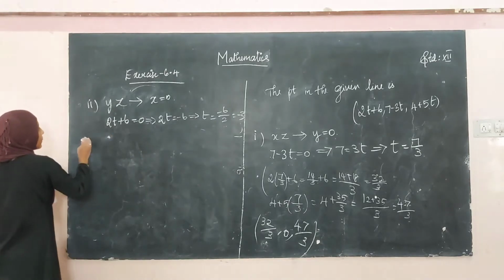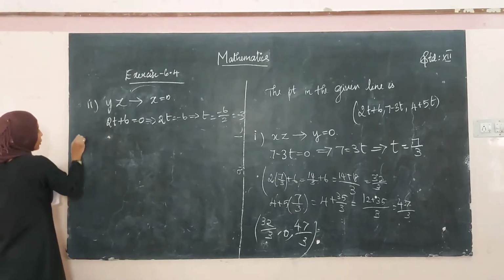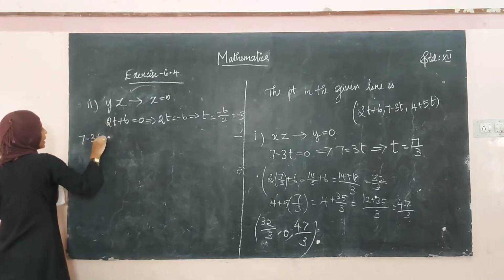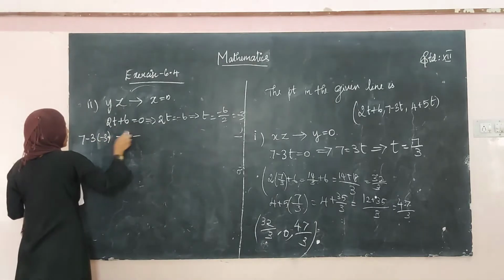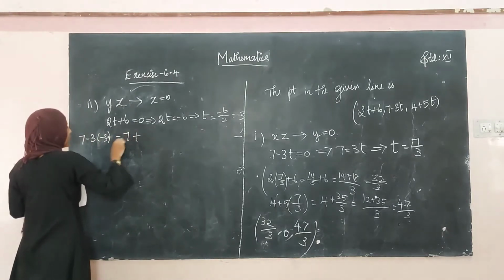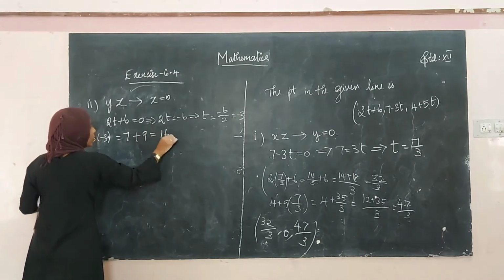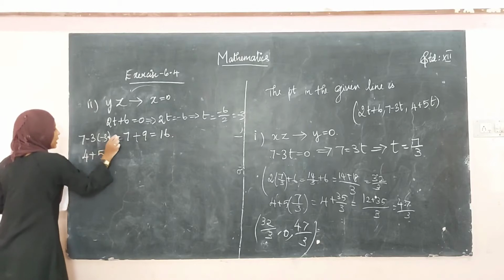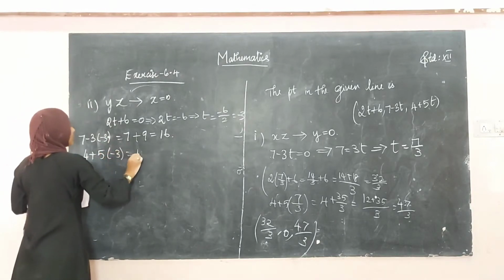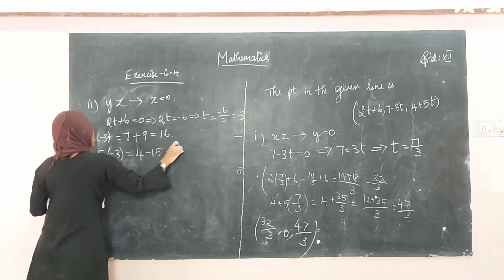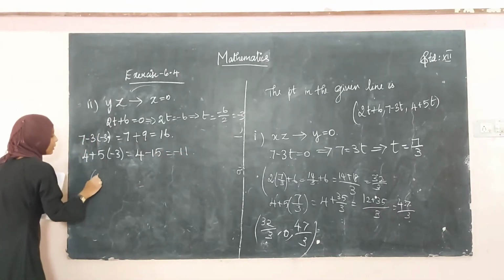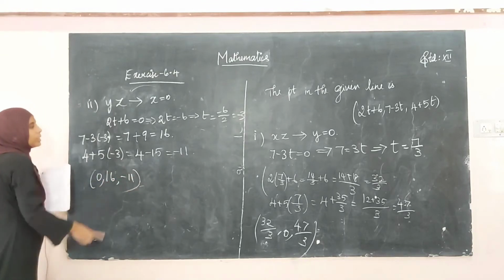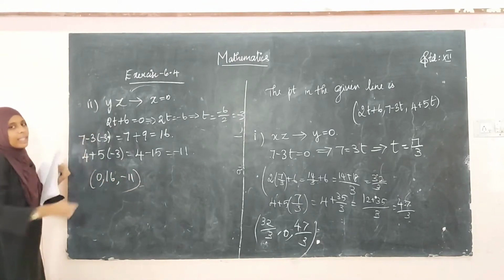Now substitute it here. The first one becomes 0. What about the second one? 7 minus 3t, t is minus 3, right? This is equal to 7, minus into minus becomes plus, 3 times 3 is 9, which is equal to 16. And what about the third point? 4 plus 5t, instead of t we substitute minus 3. 4 minus 15 is equal to minus 11. So the points are 0, 16, minus 11. So this is the point when the line passes through the yz plane.